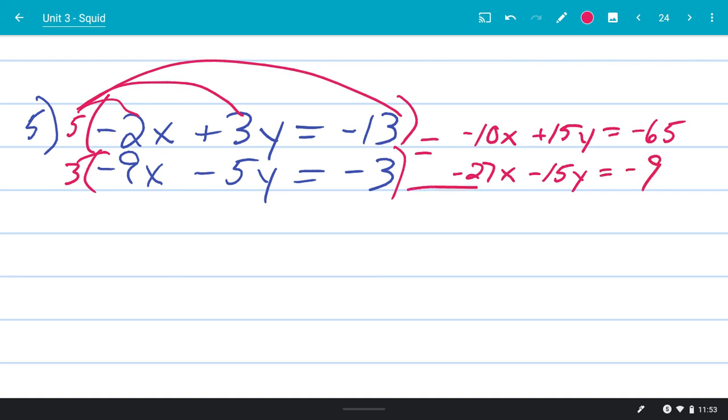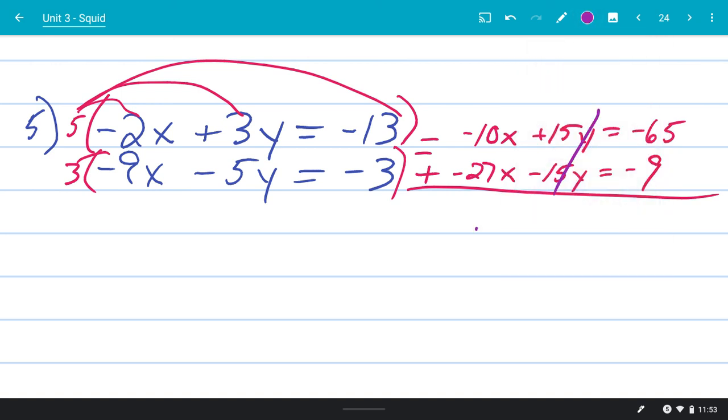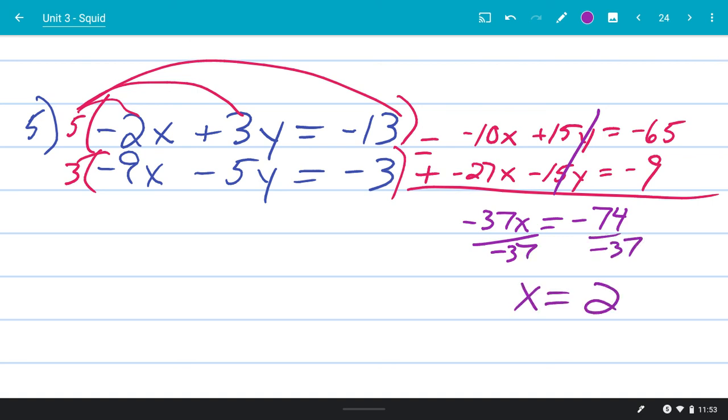Now, when I do the addition method, let me go to a different color now. My y's cancel, which is beautiful. And I end up with a negative 37x equals a negative 74. Divided by negative 37, and x equals 2.